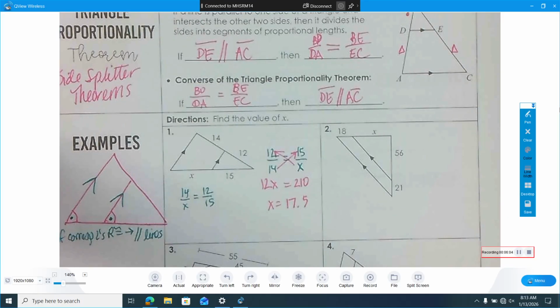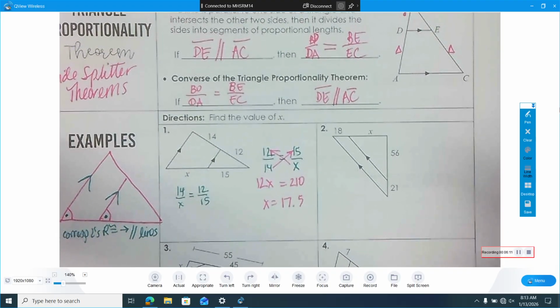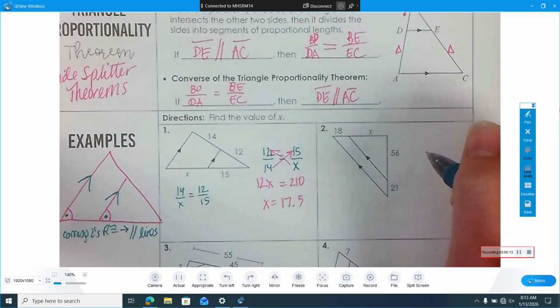Let's just set up number 2. How would you set up first, do we have parallel lines? Yes. Okay. So how can we write our side splitter proportion? Be brave.